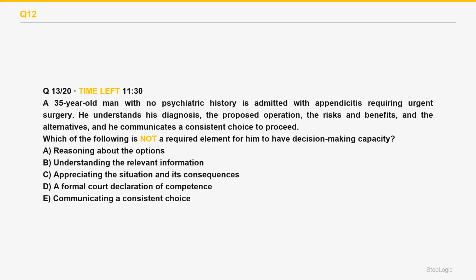Which of the following is not a required element for him to have decision-making capacity? A 35-year-old man with no psychiatric history is admitted with appendicitis requiring urgent surgery. He understands his diagnosis, the proposed operation, the risks and benefits, and the alternatives, and he communicates a consistent choice to proceed. Read the command: which is not required for capacity. The 4 elements of capacity versus a court declaration. Capacity is a clinical determination, not a court ruling.